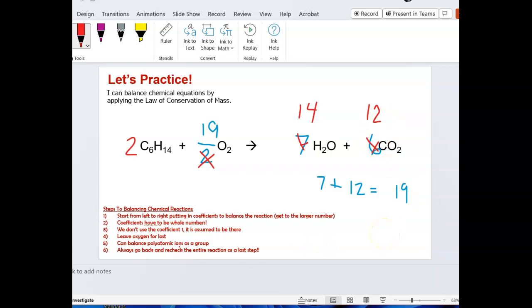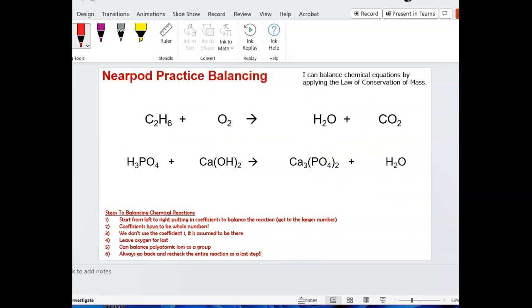Okay. This last slide here were 2 that we had done in class together. It gives you the fraction balancing as well as the polyatomic ion balancing. So you could pause here and try this one if you choose.